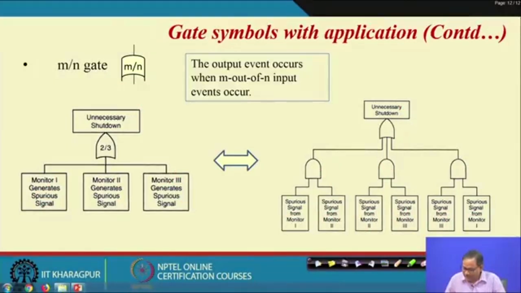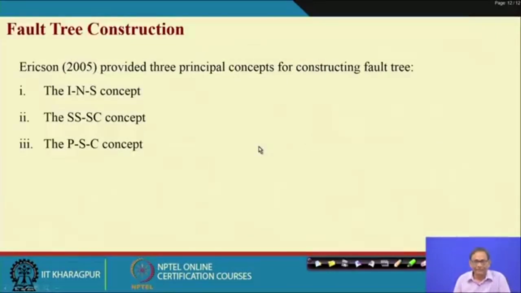So, we have explained the event symbol and gate symbol. Then, using those symbols, you have to develop or construct the fault tree. Erikson has given three concepts: the INS concept, the SSC concept and the PSC concept. We will discuss what those concepts are. For the first two, I will just give you the definition from Erikson's book, and the last one we will discuss at length.